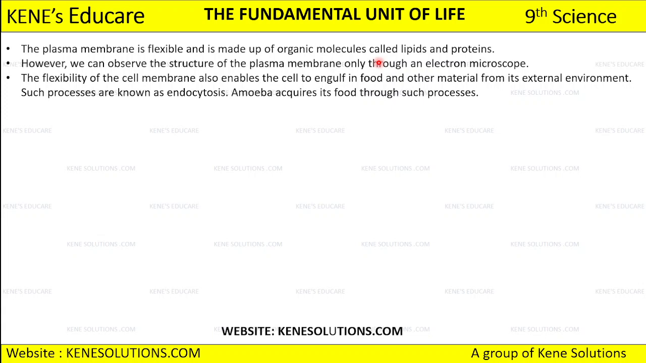Endocytosis. So I want you to write this last statement which has been given, that the flexibility of the cell membrane enables the cell to engulf the food and other material from its external environment through a process known as endocytosis. And amoeba का example you can write that amoeba is one such example that is acquiring its food through the process of endocytosis. Okay, so please take a note of this last sentence which has been given.